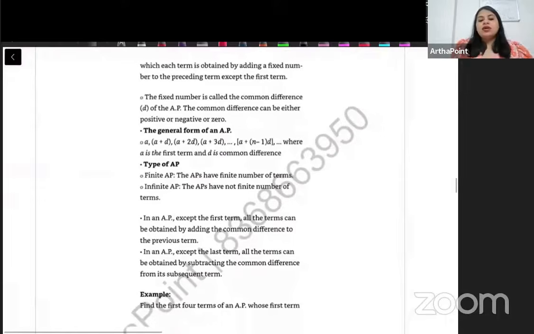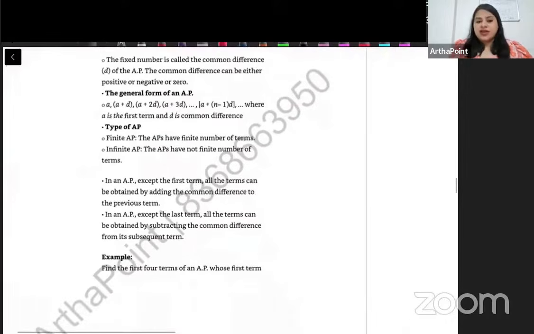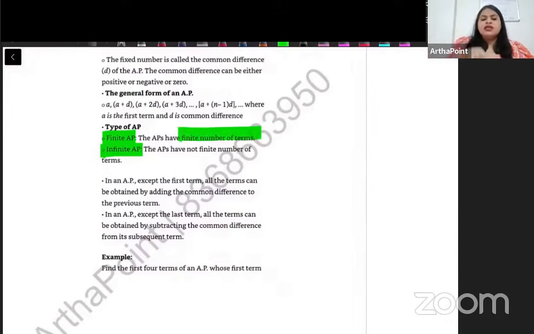Now, there are different types of APs that we have. One is called a finite AP and the other is called an infinite AP. The APs which have a finite number of terms, meaning only 5 terms or 10 terms, are known as finite AP. And the AP which has an infinite number of terms is called an infinite AP.